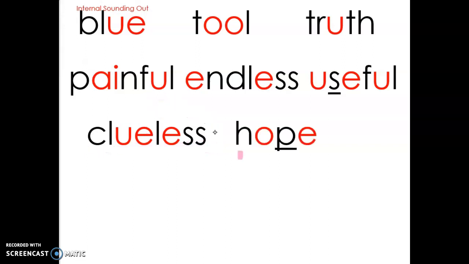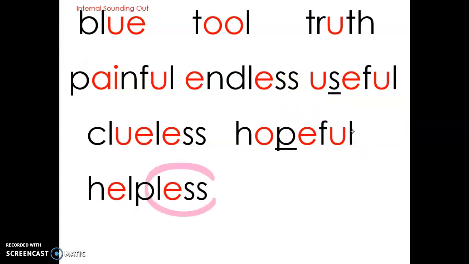Next word. Think. Say. The word is hope. Add our suffix full at the end. We have the word hopeful or full of hope. Next word. Think. Say. The word is help. Add our suffix less at the end. The word is helpless or without help, unable to help.